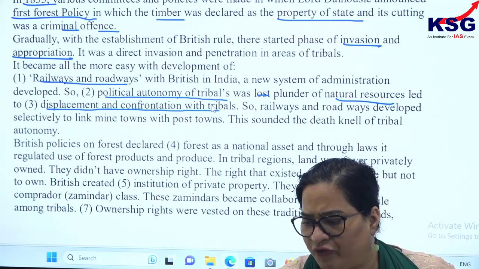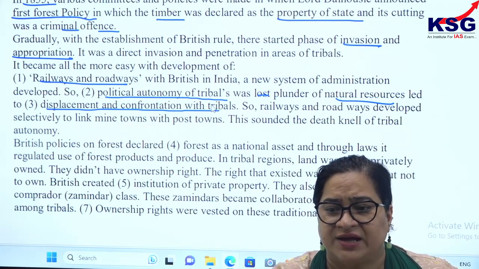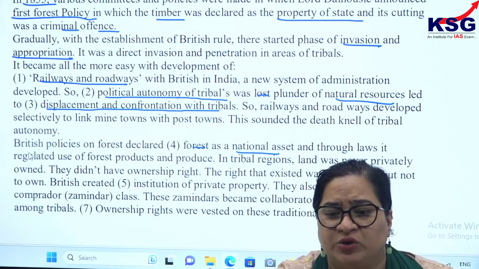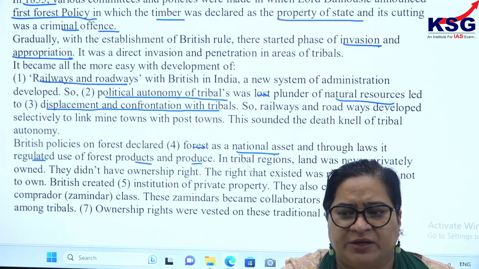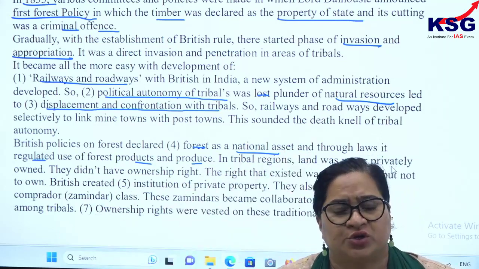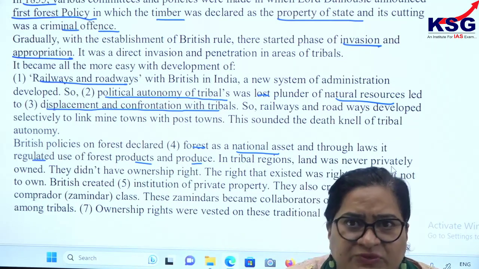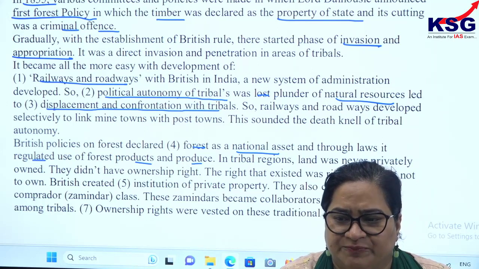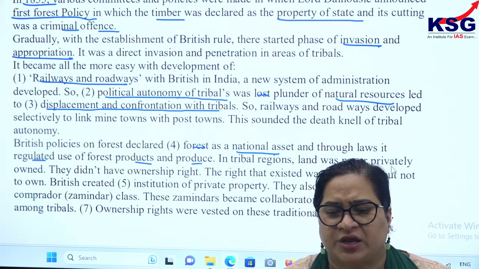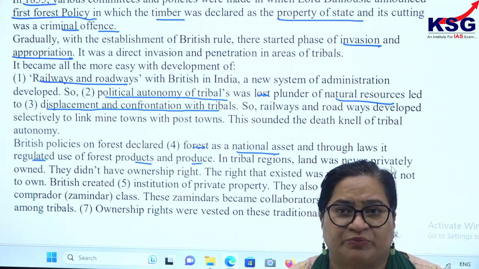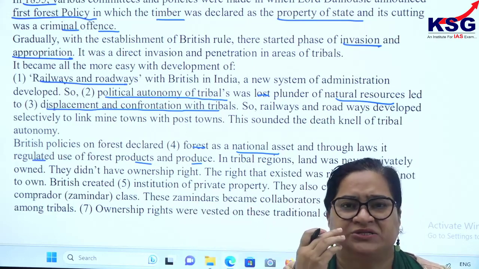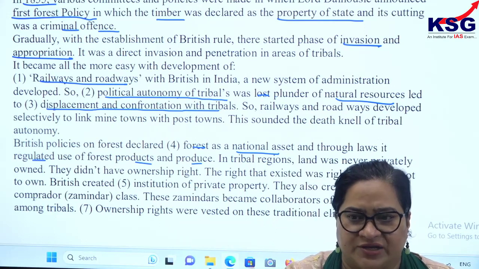Then the British declared forest as a national asset, and when they declared it a national asset, it was something meant to regulate the forest products and produce. Further, in tribal regions, land was never owned privately. There was jhum cultivation, or shifting cultivation. So tribals always had community ownership of the land. That can be connected to this scenario: tribals holding and taking care of the land is something that can be associated with the British challenging that authority and removing the tribals from that specific land, leading to unrest because of the displacement.